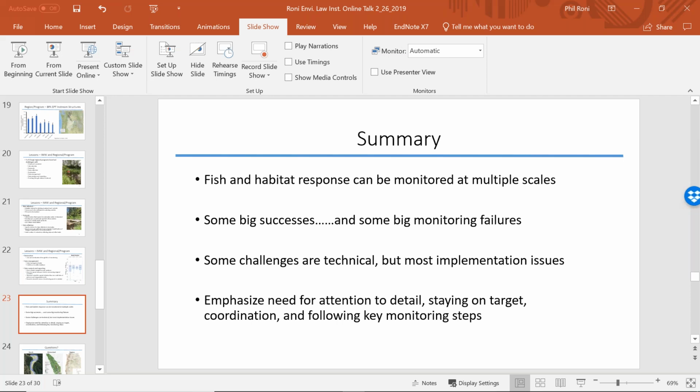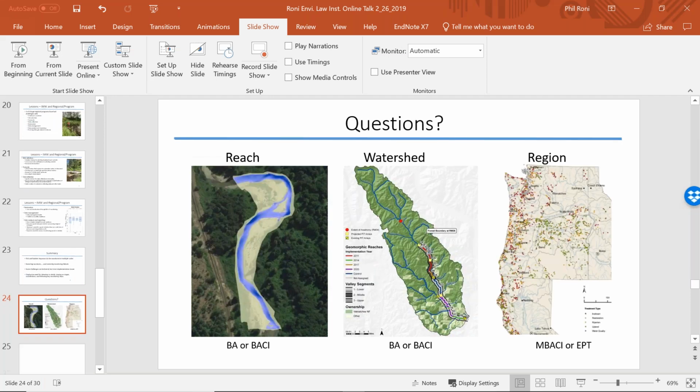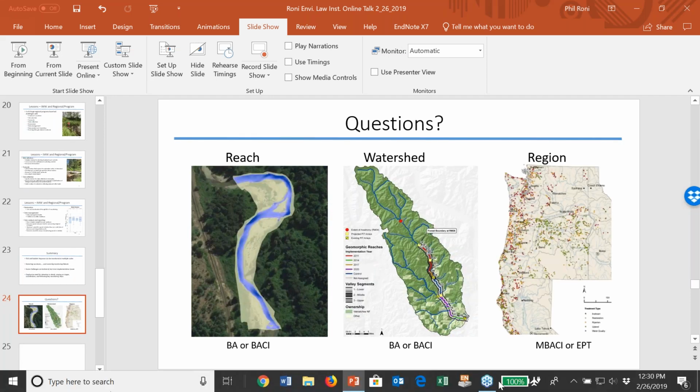So that's kind of a quick tour through some of the lessons we've learned and the challenges we've seen with monitoring at different scales in the Pacific Northwest. And with that, I can take any questions, so I'm not sure we have any time.